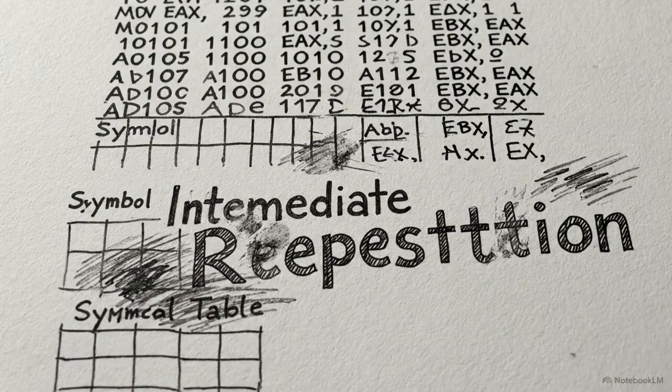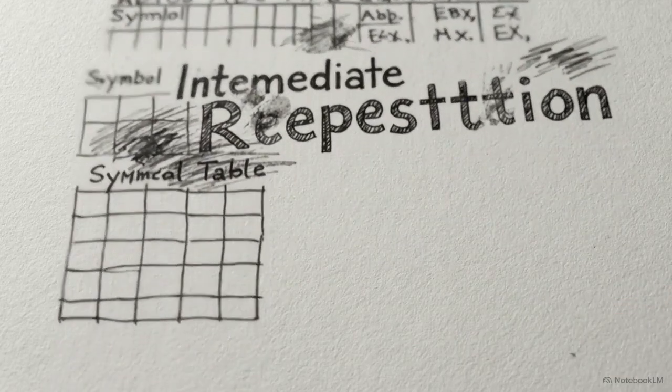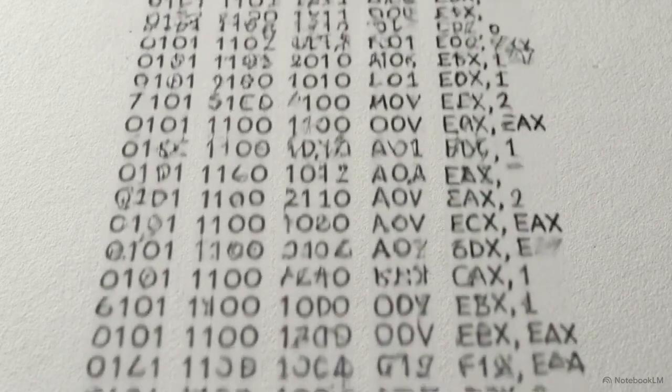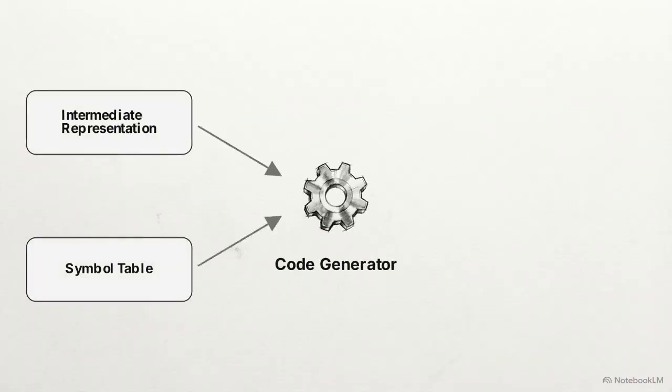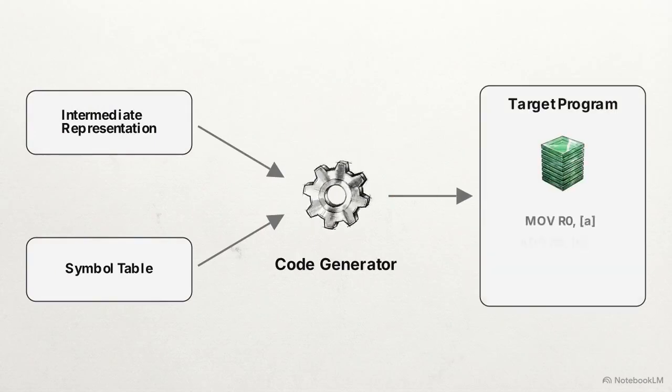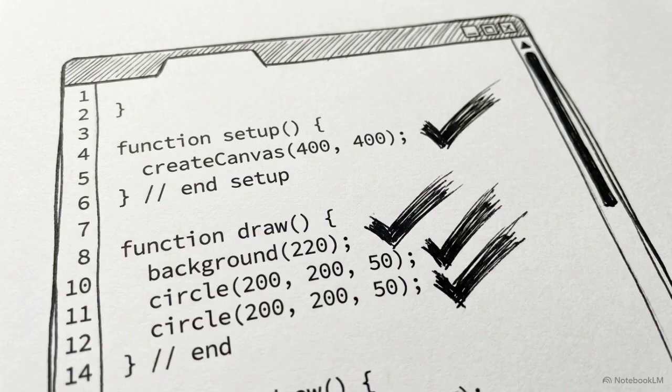Code generation is the final phase of the compilation process. The generator takes the optimized intermediate representation and the symbol table as input to produce an equivalent target program in assembly or machine code. This backend assumes the input is free of syntax and semantic errors.